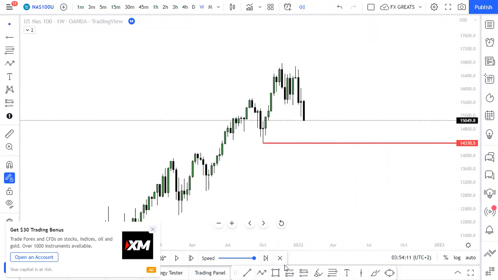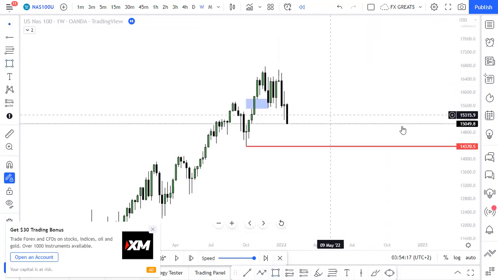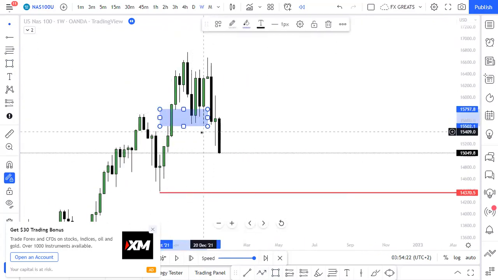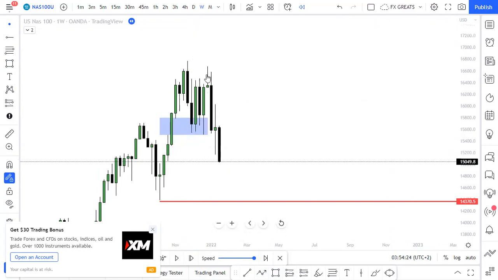To fill in the imbalance. What is an imbalance? This is an imbalance. As you can see, no other candlestick came down to fill in the gap. So the market came back to fill in that gap, and then it went up before it came down.